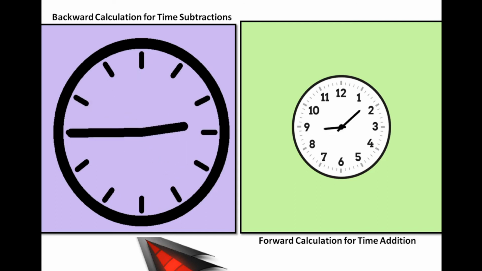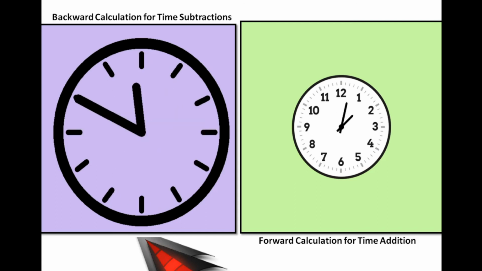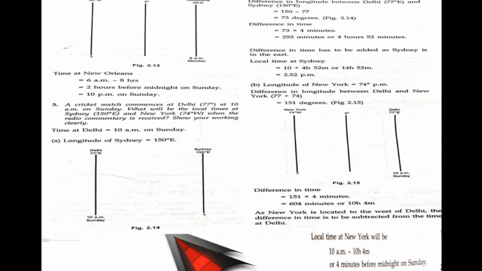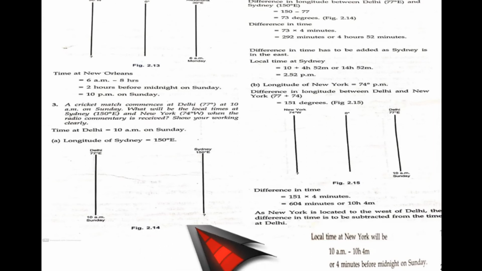So if I look at 6 a.m. to 8 hours back, we will first go back 6 hours. If you subtract 6 hours, you will reach 12 midnight. After that you are left with subtracting 2 more hours. So minus 2 more hours, you will reach 10 p.m. but before midnight.